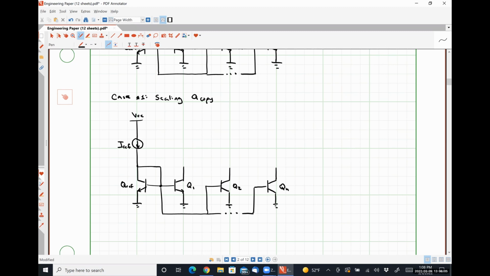So all of our bases are tied together. All of our emitters are tied together. So what we're going to do now is just tie all of our collectors together too, so that we have a single I copy current here that is in some way, shape, or form related to IREF. So let's figure out what that relationship is.